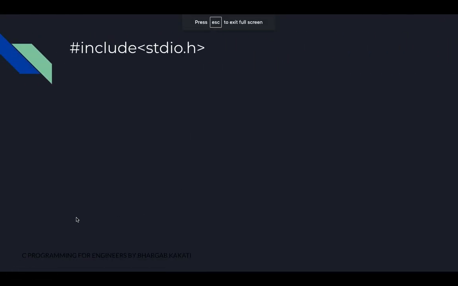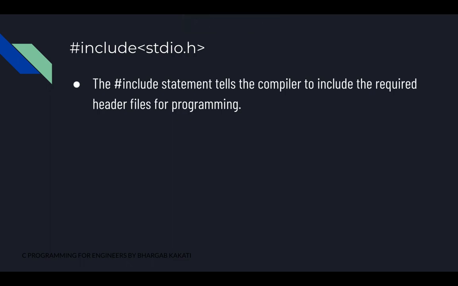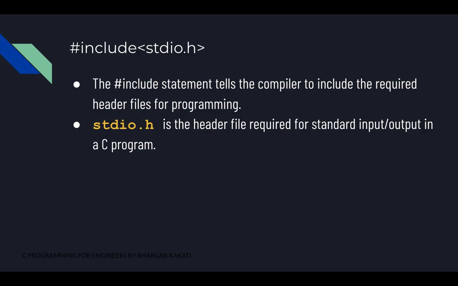So #include <stdio.h>. Let's learn a little bit more about stdio.h. Here the #include statement tells the compiler to include the required header files for programming. So whatever header files are required for programming, you should include within the #include statement. Now, the header file included here is stdio.h. It is the header file required for standard input/output in a C program.